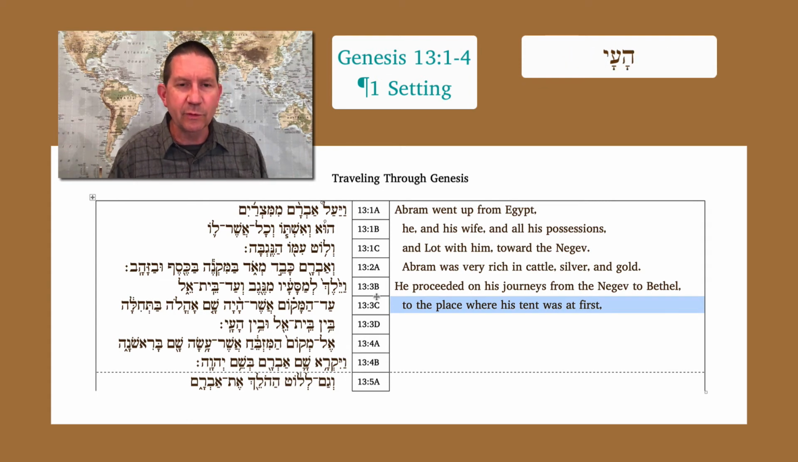And then he gives further specificity. Bain Beit El uvein ha'ai. So in between Bethel and Ai. So when you're looking at Ai, you might be saying to yourself, why do we say Ai when the Hebrew is ha'ai? So it has the article on it. The city Ai always has the article in the Hebrew Bible. It always occurs as ha'ai.